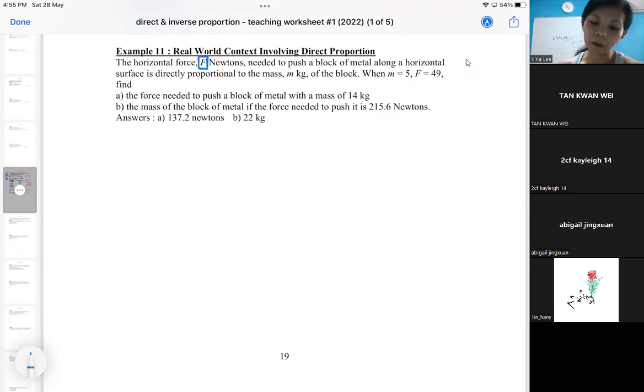So F is the amount of force needed to push a block. So it is proportional to the mass. So the alphabet will be the capital letter F, and is directly proportional to the mass.